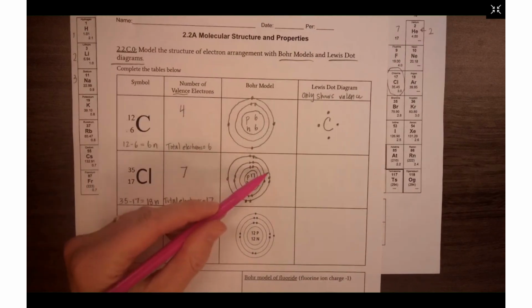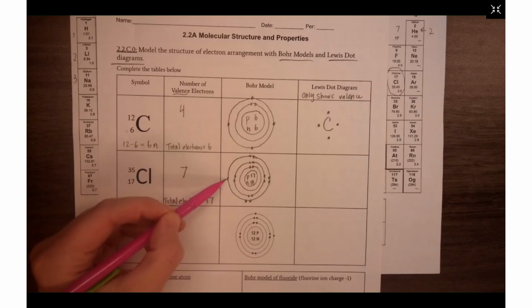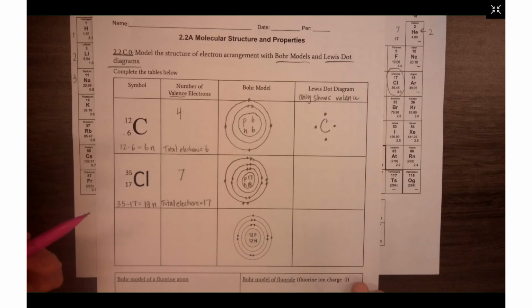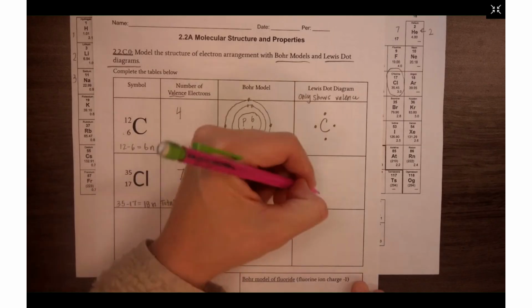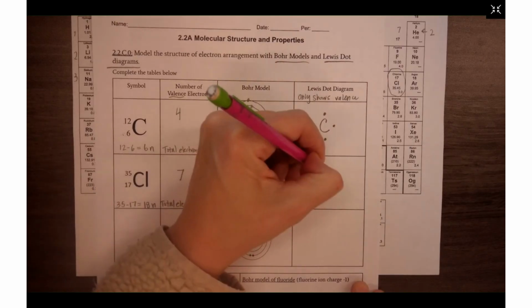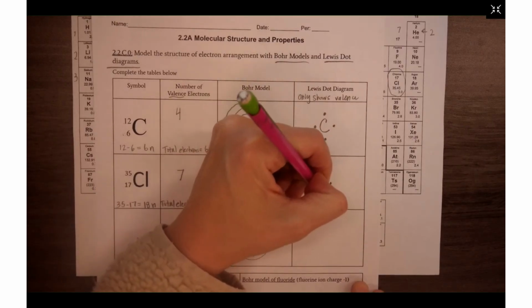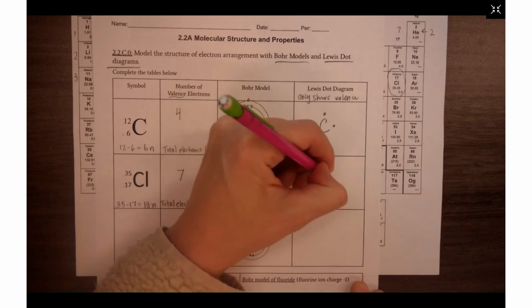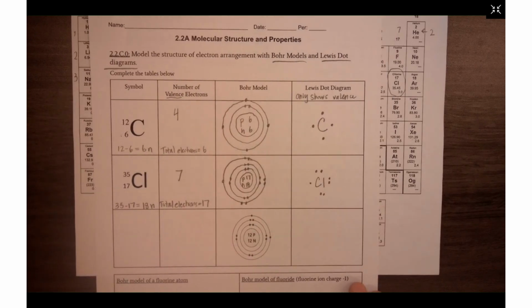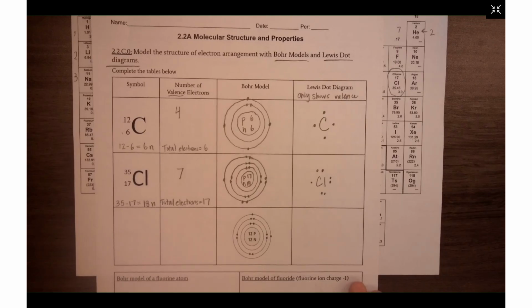All right, look up there. So I went 1, 2, 3, 4, 5, 6, 7. 7 valence electrons. Now my Lewis dot diagram is only going to show my valence electrons. So I'm just going to have 7 valence electrons: 1, 2, 3, 4, 5, 6, 7. And that's an easy way to determine how many valence electrons there are without having to draw lots of circles and things like that.